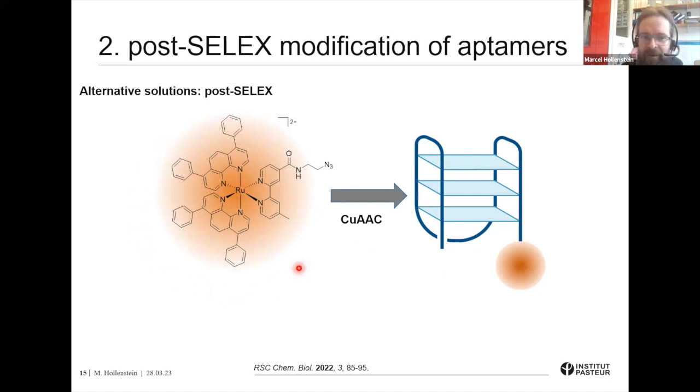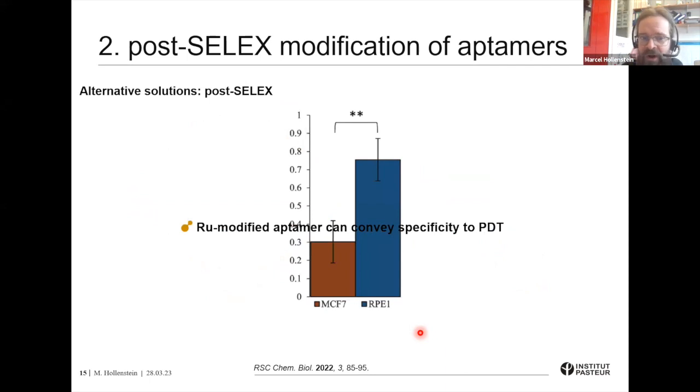So we used these ruthenium complexes, attached them by click chemistry, which was beautifully introduced yesterday by Andrew Kellett and Tom Brown, and could synthesize these modified aptamers and could show that they actually convey specificity to the PDT treatment.